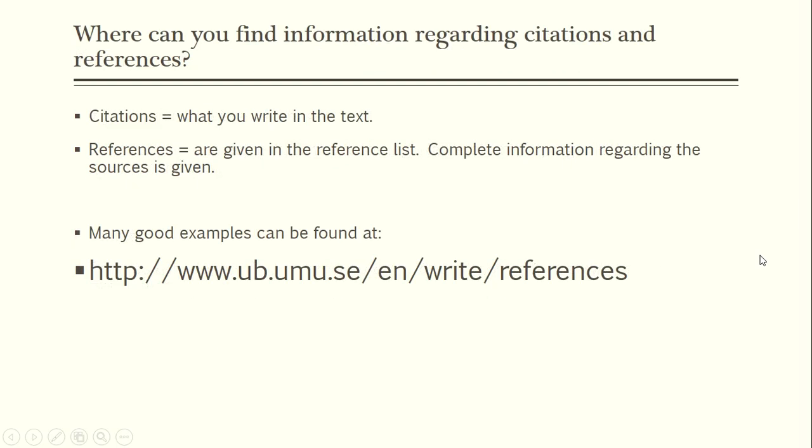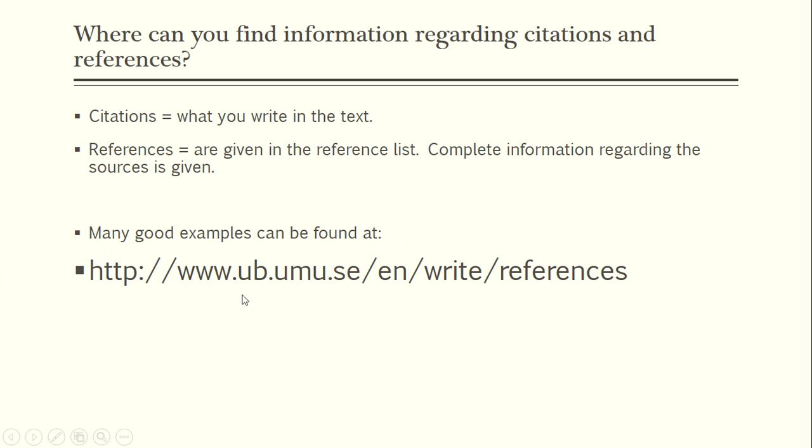Right, and then, I mean, citing sources correctly and writing references is rather complicated. And well, even someone who's well versed in how to write a lab report usually needs to double check how to do this when they write, especially if they haven't done it for a while. So let's first separate this. Citations, that's what you write in the text, and the references are given in the reference list. And that's where you give the complete information of the sources.